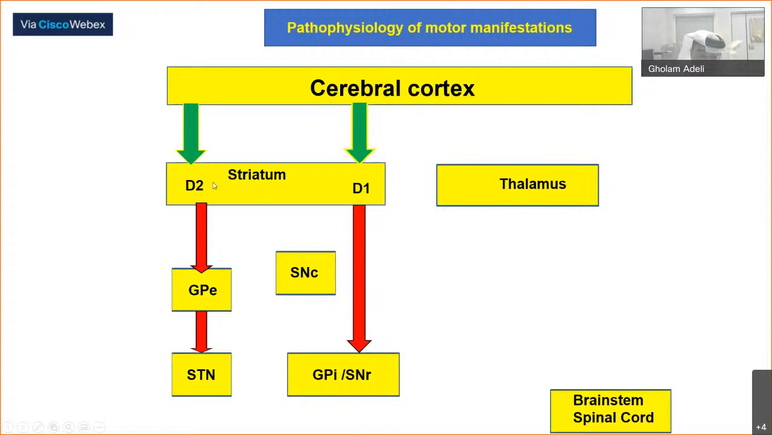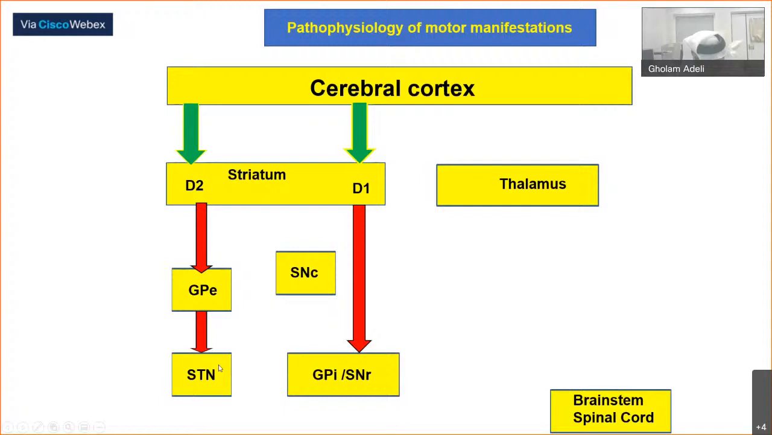But the other part of this stimulation of the cortex is that when the D2 is stimulated more strongly, it suppresses the globus pallidus externa. The globus pallidus externa is doing a good job for our movement. Why? Because it is the one inhibiting the subthalamic nuclei. What is the job of the subthalamic nuclei?